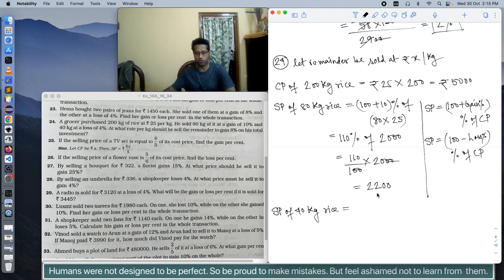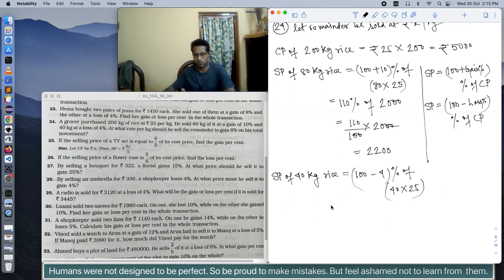So when the 40 kg of rice was sold at a loss of 4%, the selling price of 40 kg of rice must be 100 minus 4, this much percent of the cost price of 40 kg of rice, that is 40 multiplied by 25, where 25 is the cost price of rice per kg. So this is equal to 96% of 40 into 25, which is 1000.